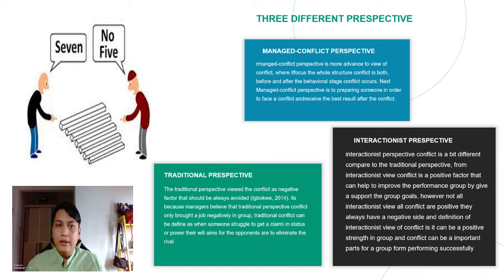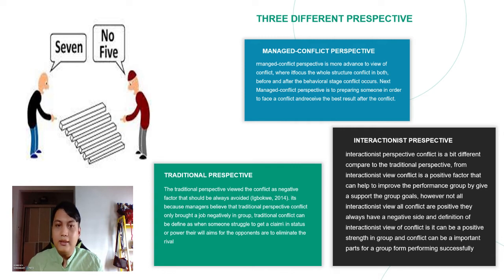Traditional conflict can be defined as when someone struggles to claim a status of power, they will aim for the opponents to eliminate the rival. For example, when the workplace needs to find someone to take a good position, the employees will compete with each other. From there, it will become conflict, and usually everyone will do anything for money and power.